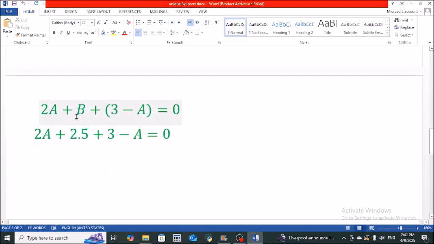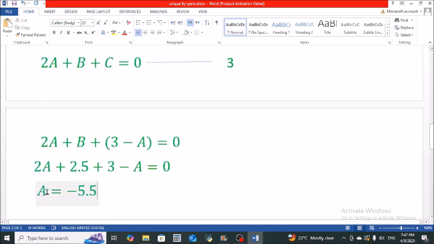And now substituting for b, which we said is 2.5, because 2b is equal to the constant term, which equals 5, so b is 2.5. We get 2a plus 2.5 plus 3 minus a, which gives us a plus 5.5 equals 0, because 2a minus a makes 1a. So here a would be equal to minus 5.5, and we'll write it to remember it. Thus a here is equal to minus 5.5.